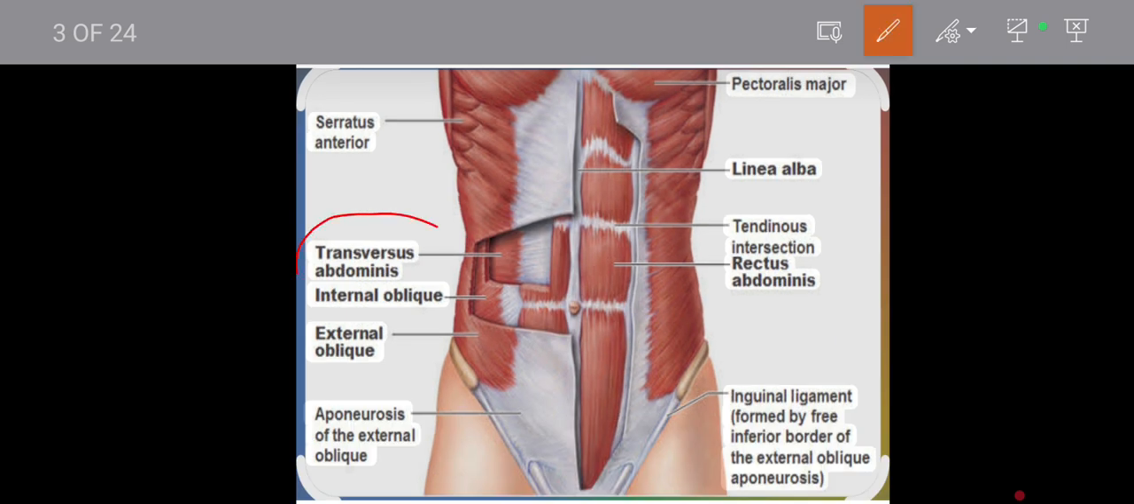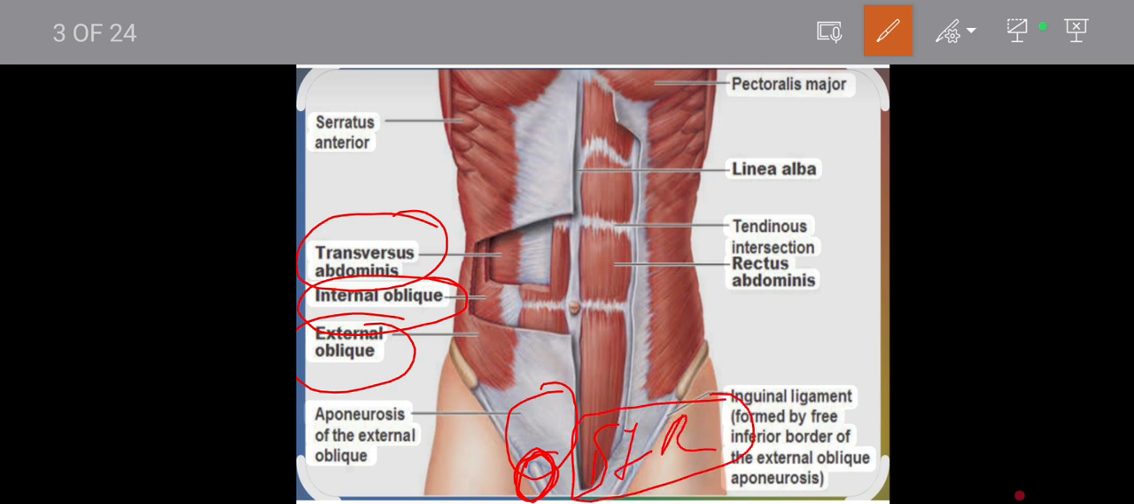This is transverse abdominis, this is internal oblique muscle, this is external oblique muscle, and this is the aponeurosis of the external oblique muscle. And here is the deep inguinal ring and superficial inguinal ring. The passage penetrates outward.